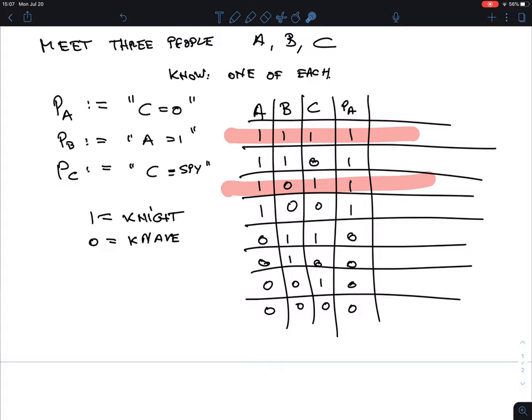Now here, be careful. Now it's the opposite, right? Now, this says C is not zero. PA is a false statement, so the negation is that C is not zero. You might say, oh, that means C is one. No, because C could also be a spy. So if this statement is false, it says that C is not a knave. There are two possibilities still: C could be a knight or C could be a spy. So this is one of the possible things, and we cannot exclude this. Neither can we exclude this one.